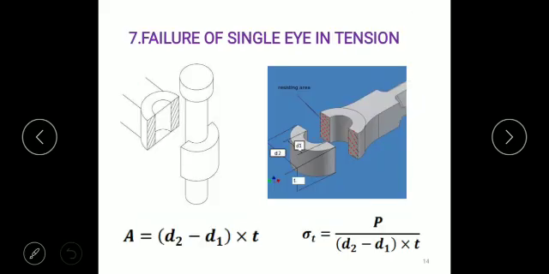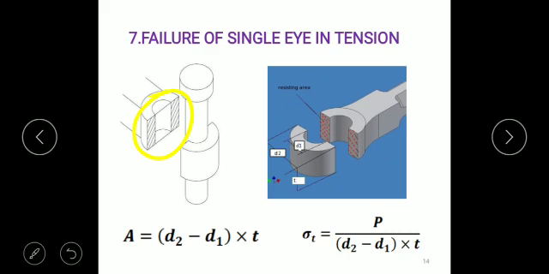Coming towards the next failure, of the single eye in tension. As with the double eye, here also we have three different failures of the single eye: single eye failure in tension, single eye failure in shear, and single eye failure in crushing. This figure shows the single eye in tension. Again the same kind of failure. This shaded portion is the area resisting the tension.